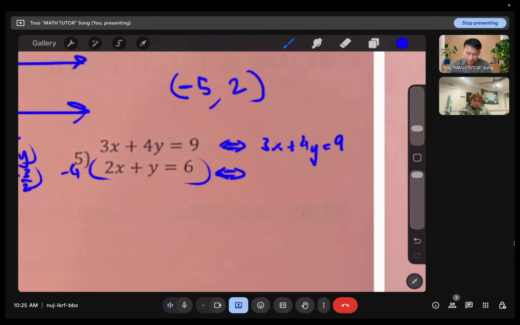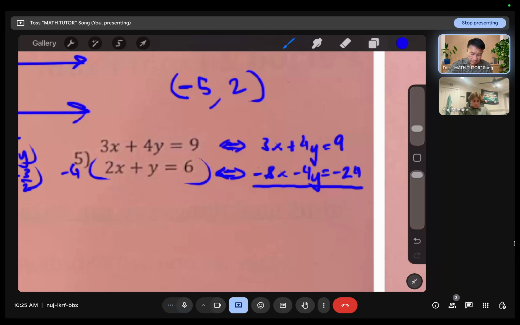So distribute the negative 4: negative 8x minus 4y. I do this to get rid of the y. I think you can tell. And then negative 24. Okay, and then combine them. I'll put the bar like this. Add them straight down. That's going to give you a negative 5x equals, what is that? Negative 15. Is that right? Yes, negative 15. Okay, very good. And divide both sides by negative 5. So x equals 3.